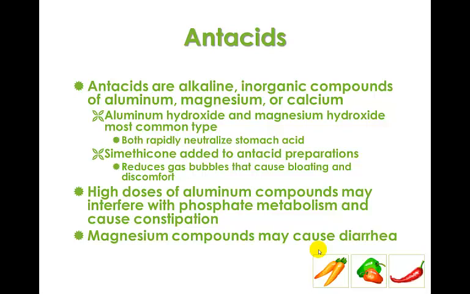So antacids are alkaline compounds, typically made of aluminum, magnesium, or calcium. Aluminum hydroxide and magnesium hydroxide are pretty common. We also see a lot of calcium-based antacids over the counter.